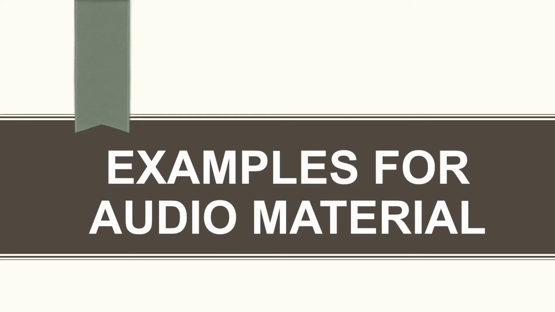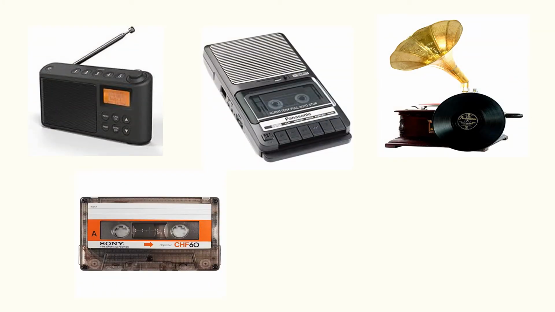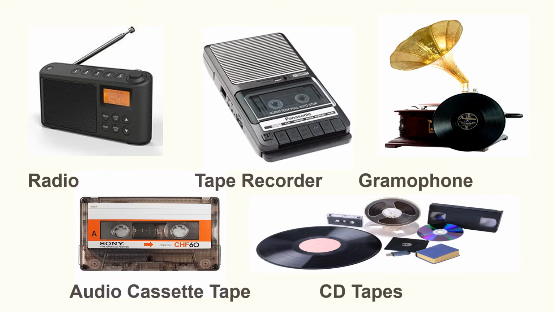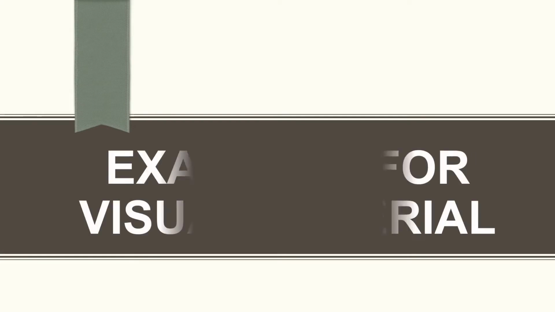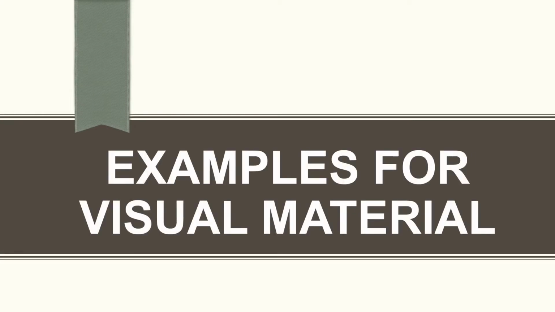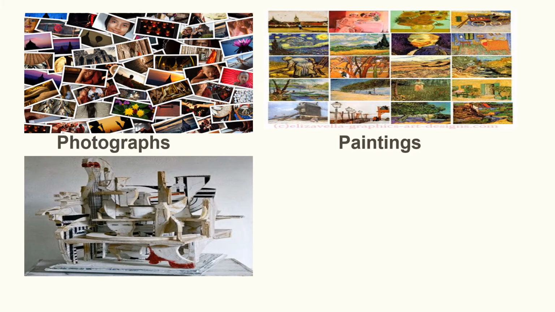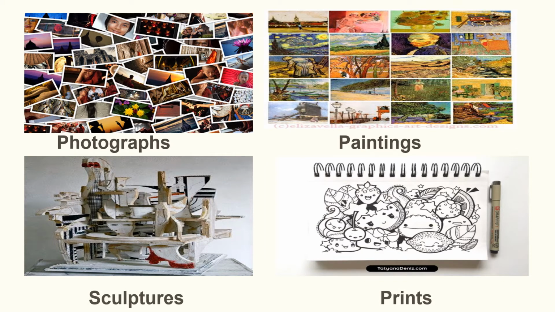We have examples for audio material. Radio, tape recorder, gramophone, audio cassette tape, and CD tape. We have examples for visual material. Photographs and paintings, sculptures and prints.